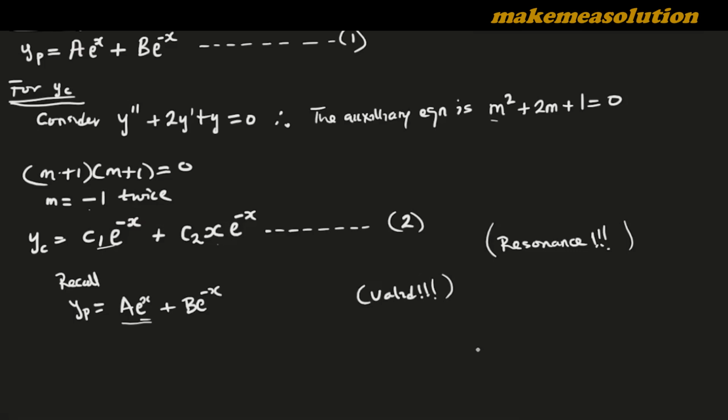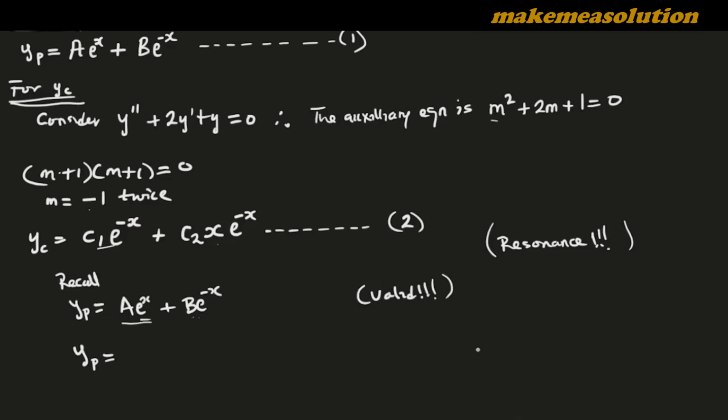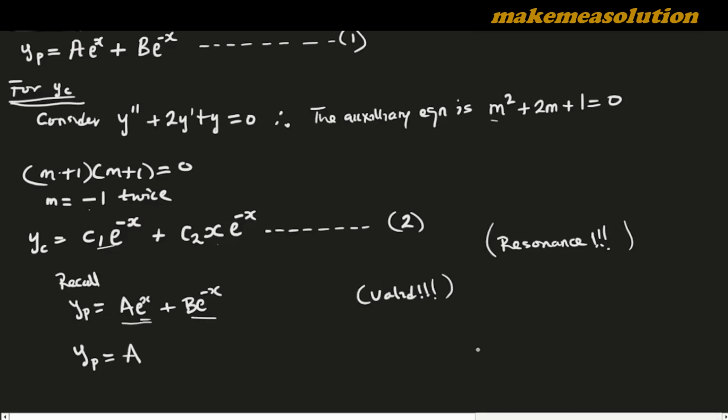Because of the repetition of exponential minus x in the complementary function as also appearing in the particular solution, we're going to modify our yp by offsetting the repetition, or offsetting resonance, by multiplying this term by x. So we have a exponential x plus b x exponential minus x. So this is now the modified yp.